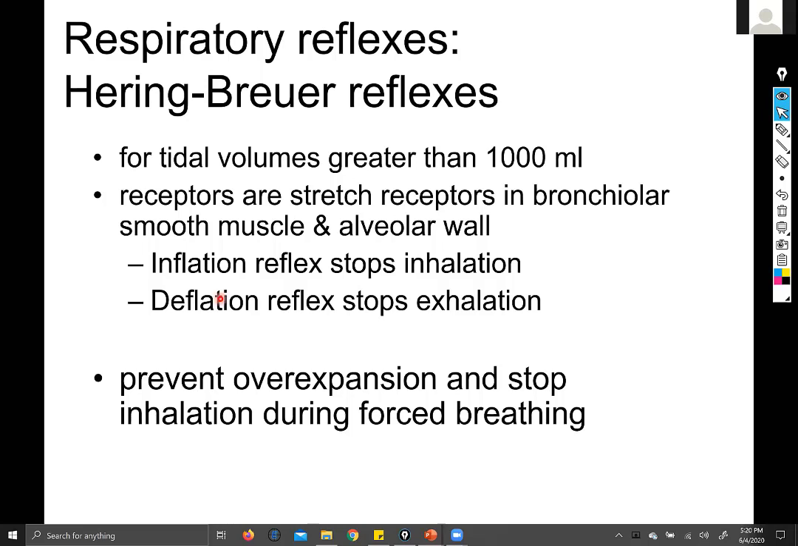So the inflation reflex stops inhalation, and you can test this yourself. Just try to inhale as much as you possibly can and then keep going. You'll find that you can't. That's one of these reflexes. And same with the deflation reflex. So this basically just helps protect your lung tissue during forced breathing activities, like, for example, panting a bunch during exercise.